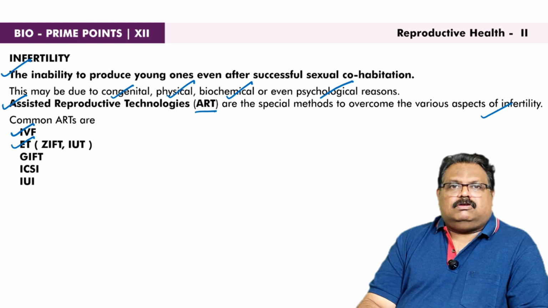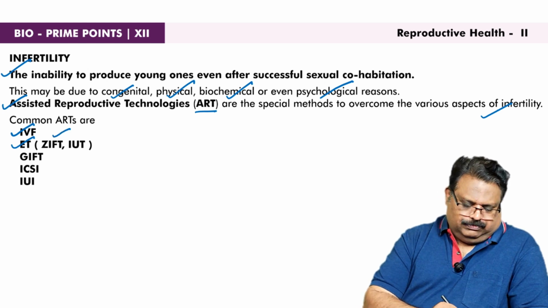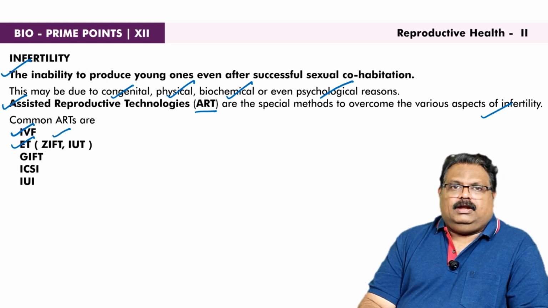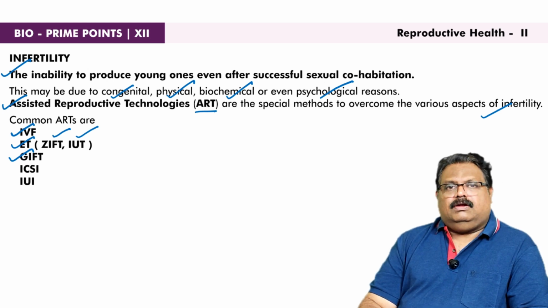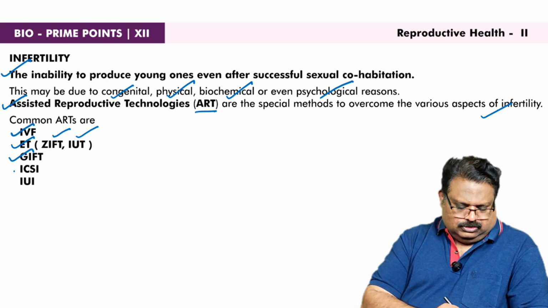Two types of embryo transfer mechanisms are there. One is called ZIFT, zygote intrafallopian transfer. The other one is called IUT, intrauterine transfer. Then another process is called GIFT, gamete intrafallopian transfer. Then comes ICSI.